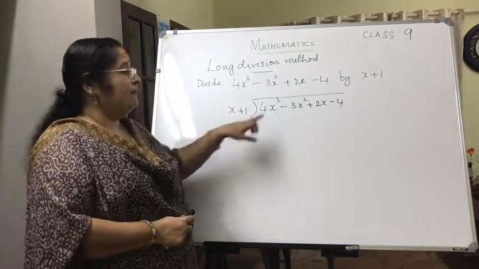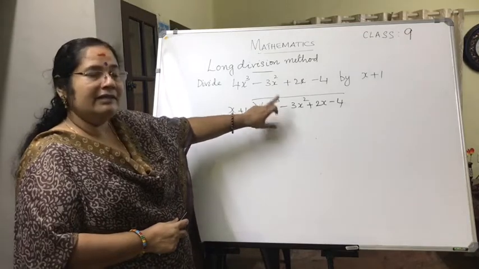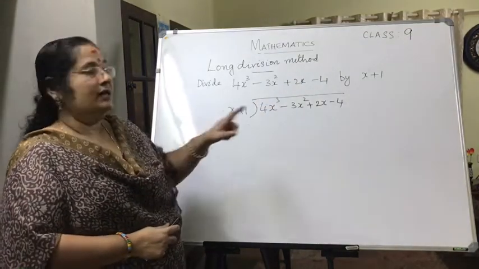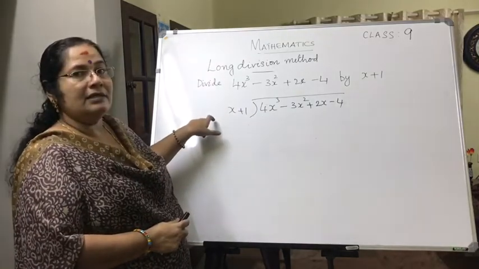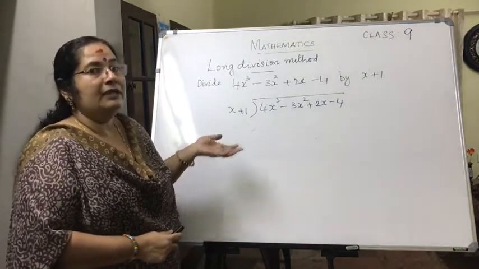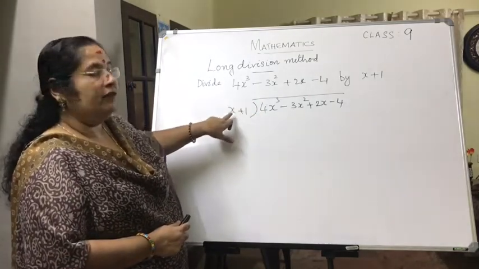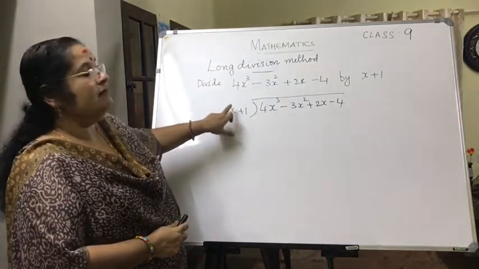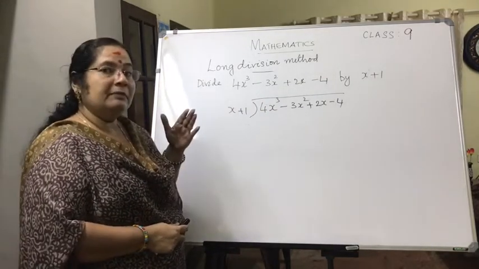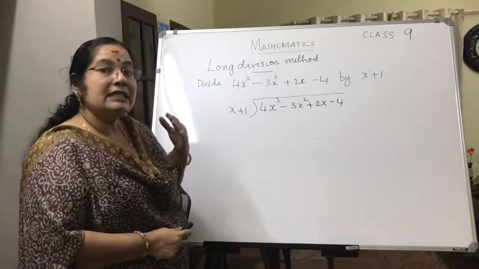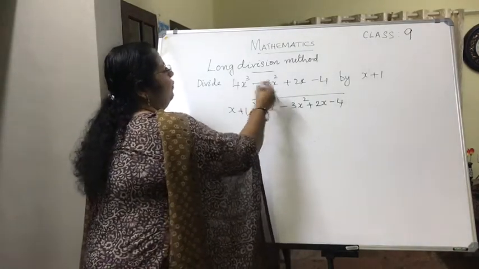Next what you have to see? See the power. Here the power is 3 or the degree is 3. Here the degree is 1. So x cube. Here it is x. 4x cube and x. So with what you should multiply so that you will get this first term? With what number you have to multiply the divisor's first term so that you get the first term of the dividend? With what you should multiply? 4x square. So the first term here in the quotient is 4x square.